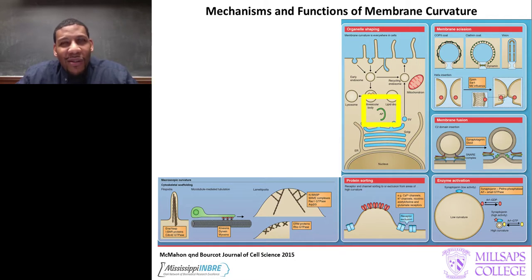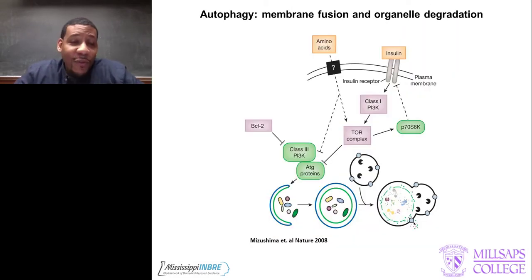And one of the really good examples of something that we think is regulated by membrane curvature is the formation of this organelle called the autophagosome. Okay. So autophagosomes form during a process called autophagy. And autophagy is a process in which the cell begins to eat itself under starvation conditions. So perhaps the best characterized starvation condition is when cells are missing amino acids.